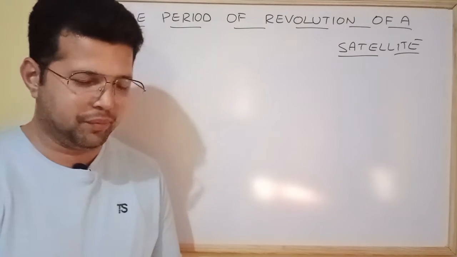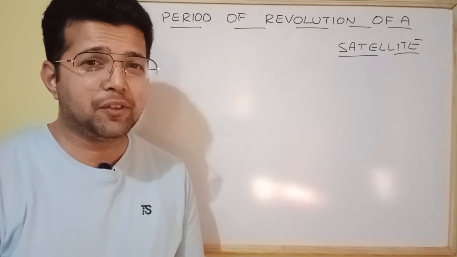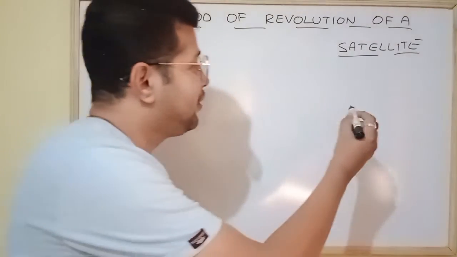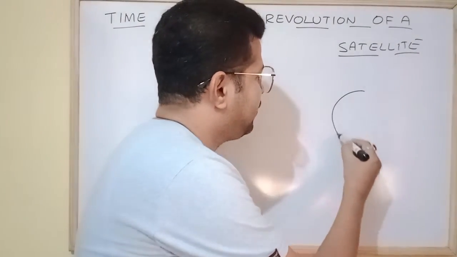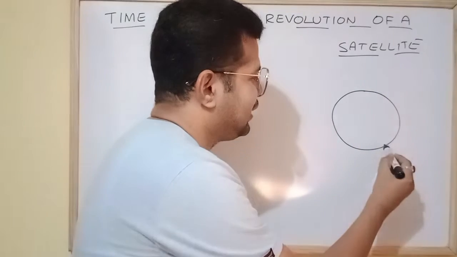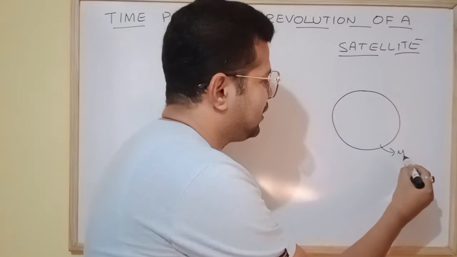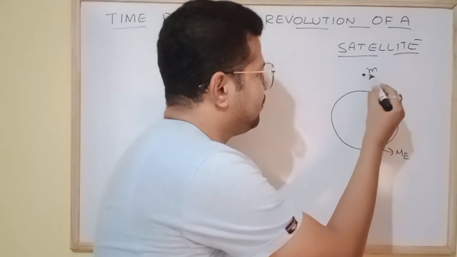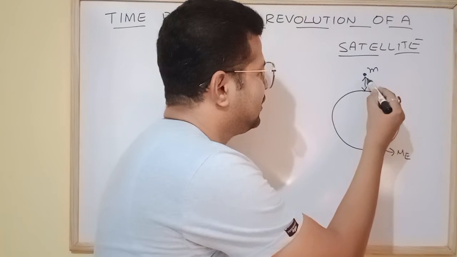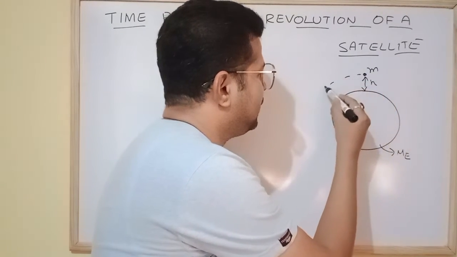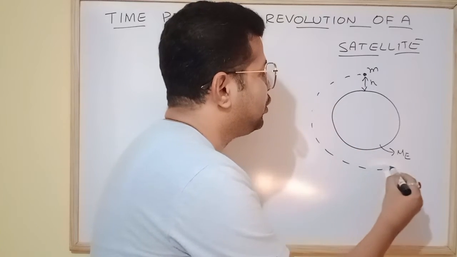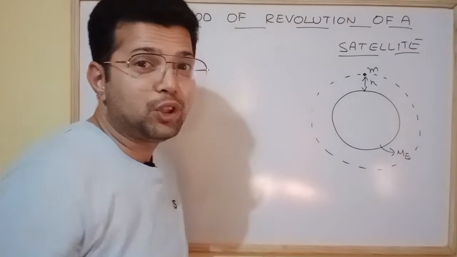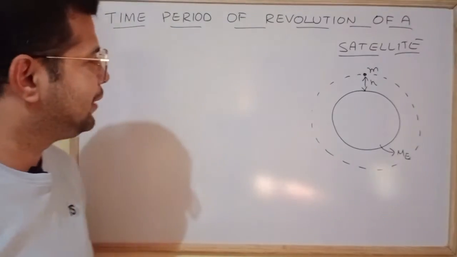Hi dear students, today we will derive an expression for the time period of revolution of a satellite. So what is time period of revolution? Say this is Earth, and the mass of the Earth is Me, and say there is a satellite of mass m at a particular height h. The time required by the satellite to complete one revolution around the Earth is called the time period of a satellite.